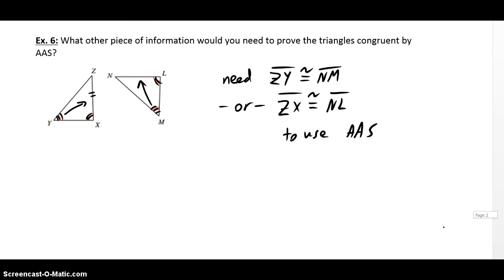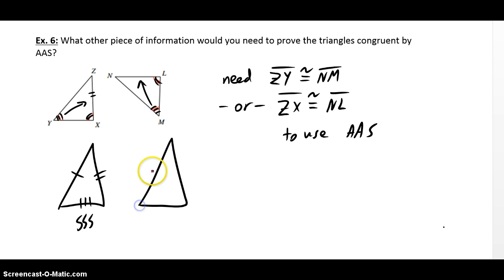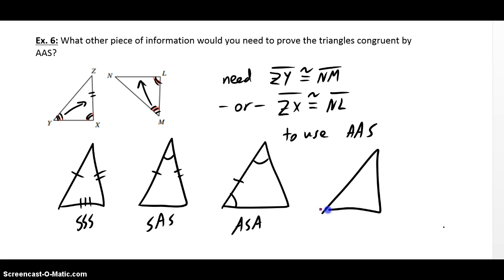The big deal is that we need to recognize side, side, side, right? Side, angle, side, the angle between the two sides. Angle, side, angle. And angle, angle, side. Okay, make sure you know the difference between all of those. You will have a review tomorrow, because we're going to have a quiz on Friday. So you're going to need to know these pieces of information, all right?